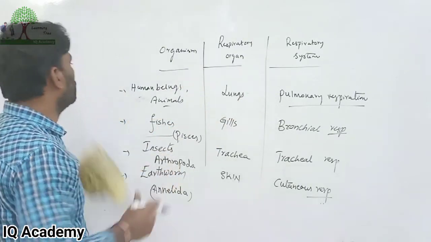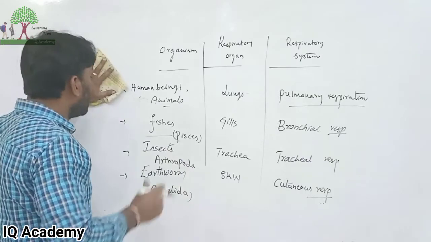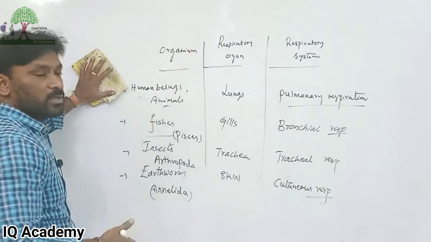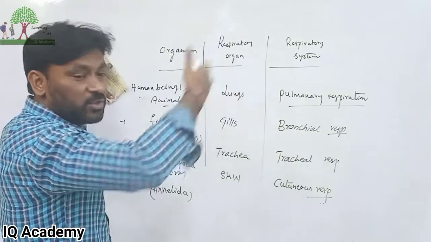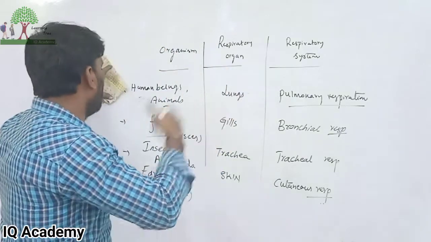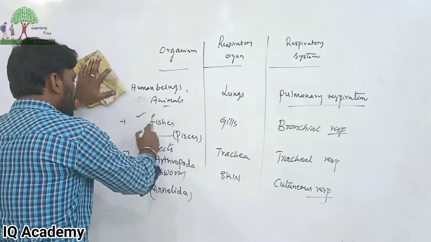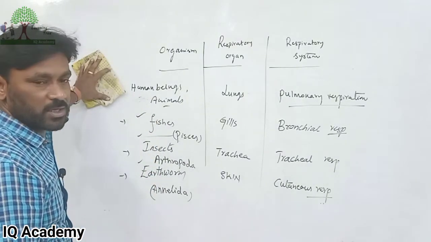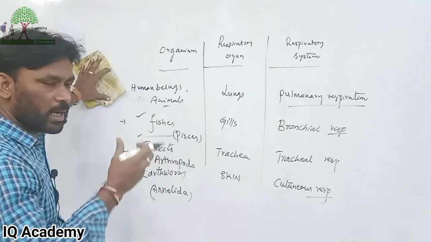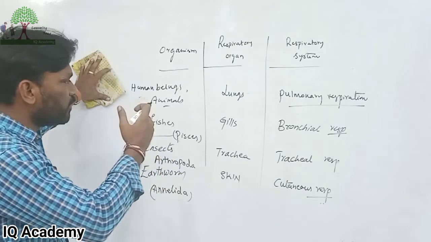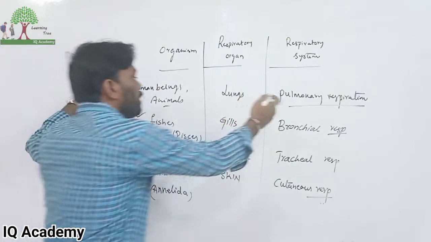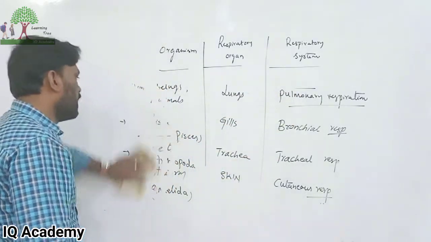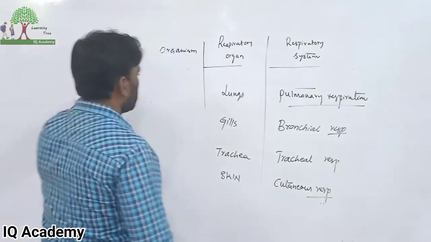Now we can understand how these organisms have their respiratory organs and separate respiratory systems, and how fishes, insects and earthworms respire. Now we'll discuss bronchial respiration, tracheal respiration and cutaneous respiration. Later we'll discuss pulmonary respiration afterwards. Now first we'll discuss bronchial respiration.